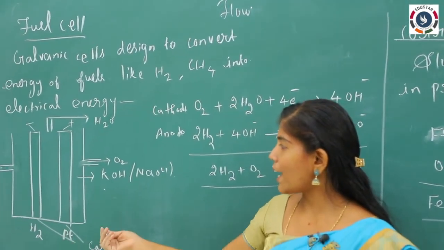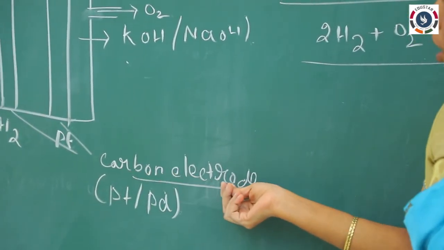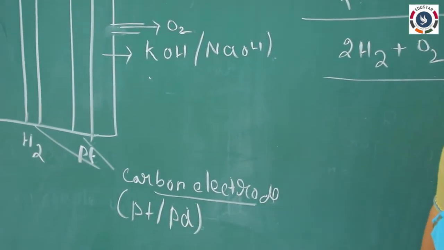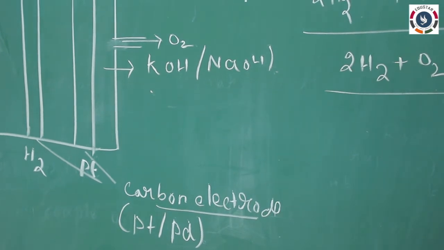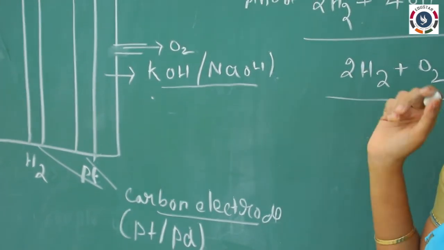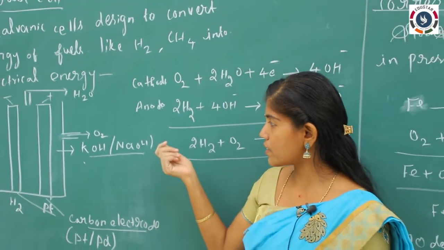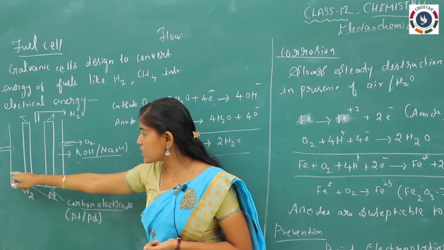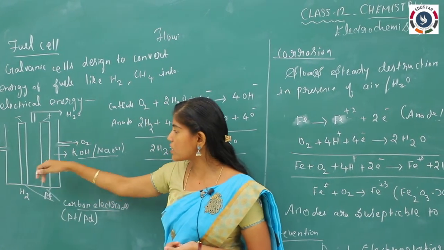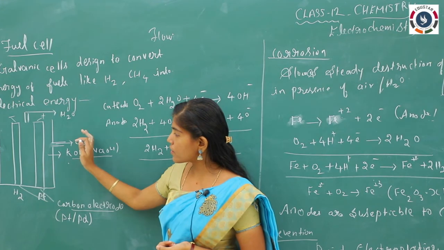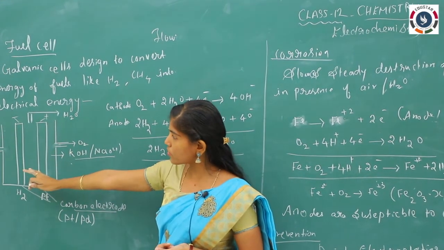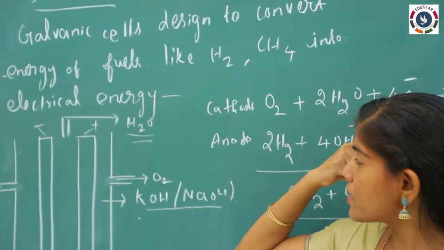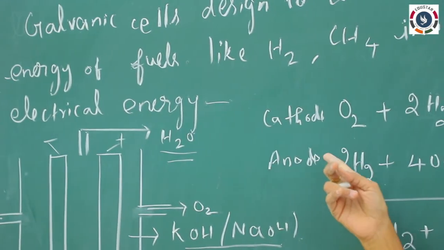Now, coming to the anode and cathode of the fuel cell, both are carbon electrodes. It contains a catalytic amount of platinum or palladium just for the activation of the surface alone. It contains potassium hydroxide or sodium hydroxide as the electrolyte. Here we are supplying hydrogen and oxygen. Hydrogen is bubbled through the anode and oxygen is bubbled through the cathode. As a result of the combination of hydrogen and oxygen, we get water, and this water is continuously withdrawn from the cell.